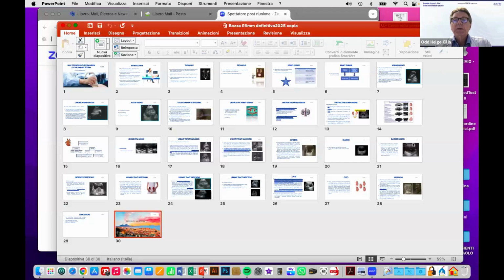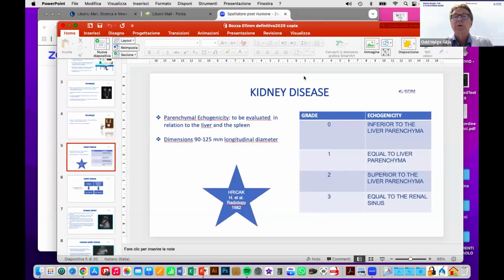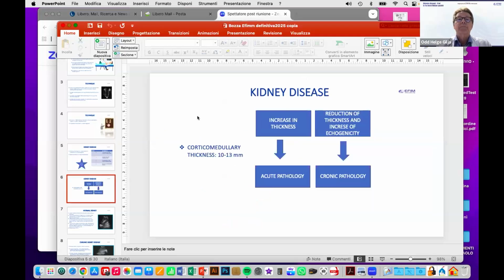So the first question is, what is the relationship between renal cortex thickness and glomerular filtration rate in chronic kidney disease? Can you add some comments to that, please? Sorry, what is the relationship between renal cortex thickness and glomerular filtration rate?